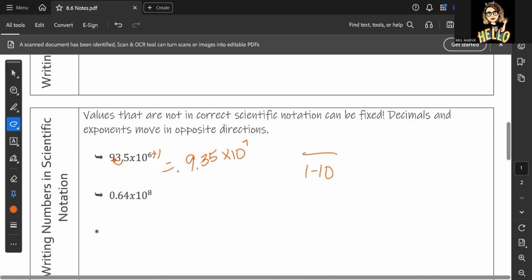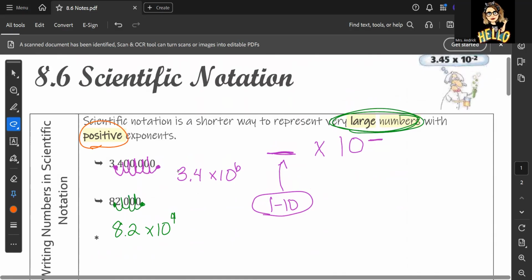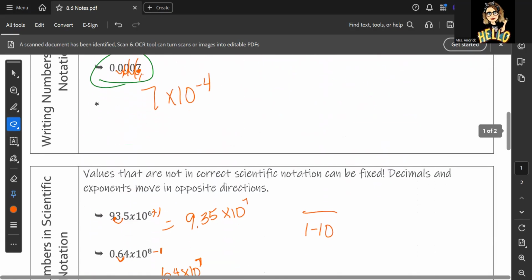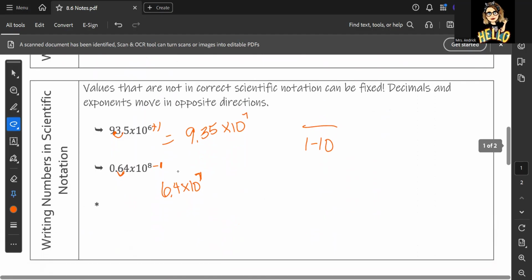So if I move it to the left, I add 1. If I move it to the right, I'm making a small number bigger, so I'm going to subtract 1. So it's 6.4 times 10 to the 7th, right? When it was a big number, we had positive exponents, so that's why we added. We had small numbers, we had negatives, so it's -1, which makes it 7.